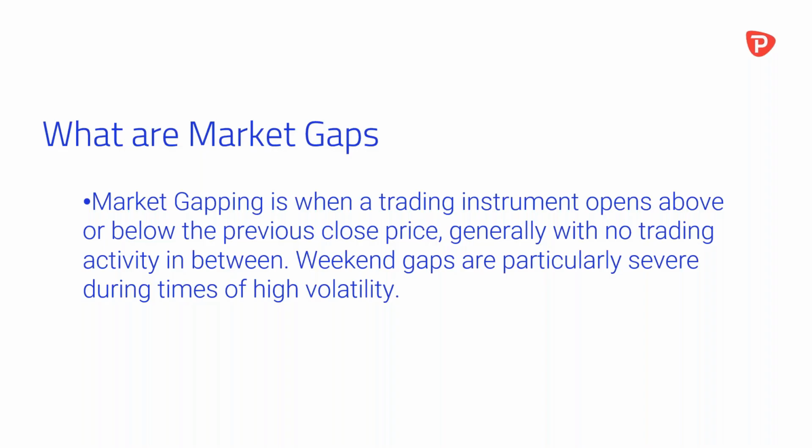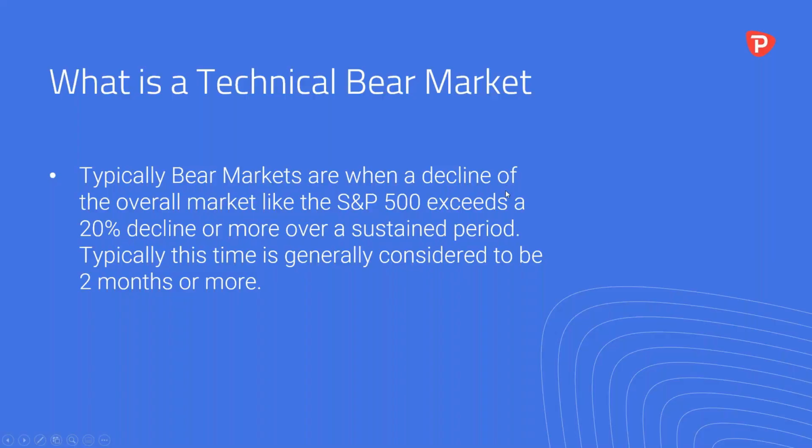So before we get into anything else, I'd like to talk about market gaps. The reason I want to mention market gaps is it's pretty much what we've seen coming off Monday. Market gapping is often misunderstood, and I want to let people know what this is before we talk about hedging. Market gapping is when a trading instrument opens above or below the previous close price, generally with no trading activity in between. And of course, weekend gaps are particularly severe during times of high volatility. A few of you may have experienced this, unfortunately, over the weekend.